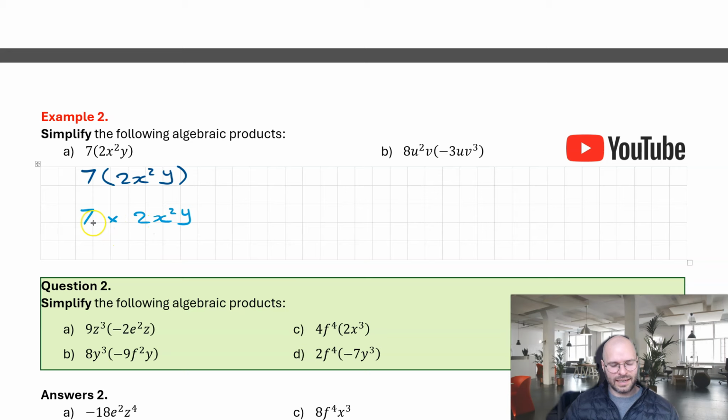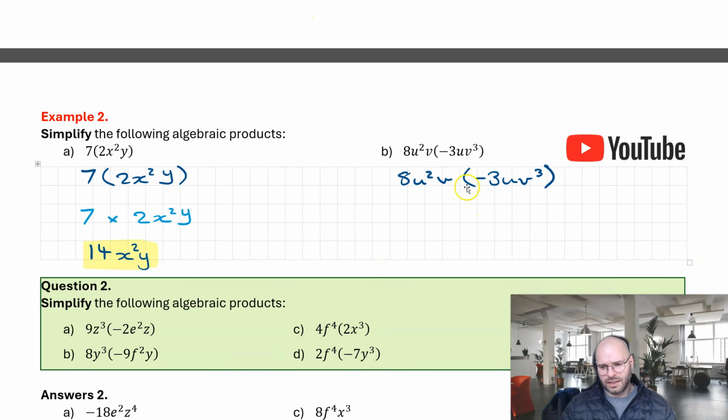Simplifying this out, I get the coefficients 7 and 2, and I multiply those together. I get 14. Next, my variables were x and y, and there was a 2 on the x. So the simplified version of this bracketed expression was 14x squared y. Okay, let's wash and repeat.